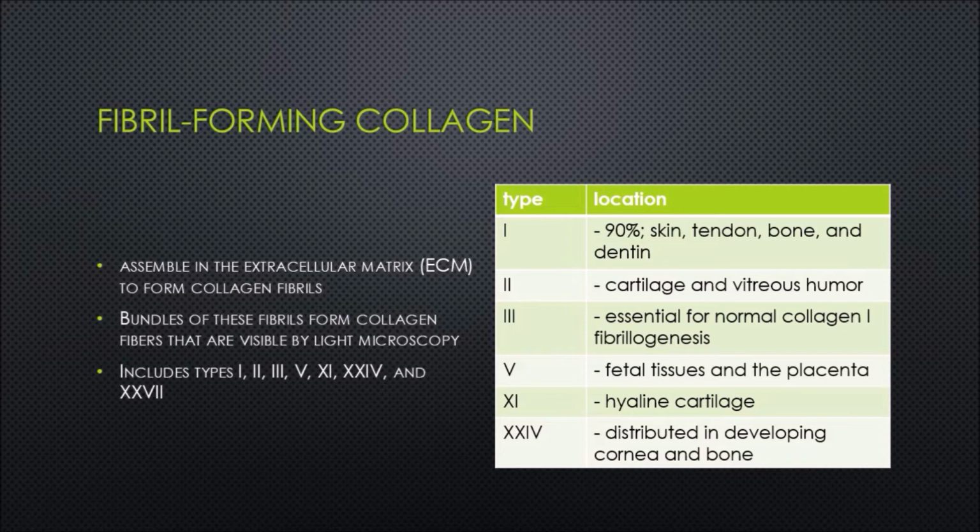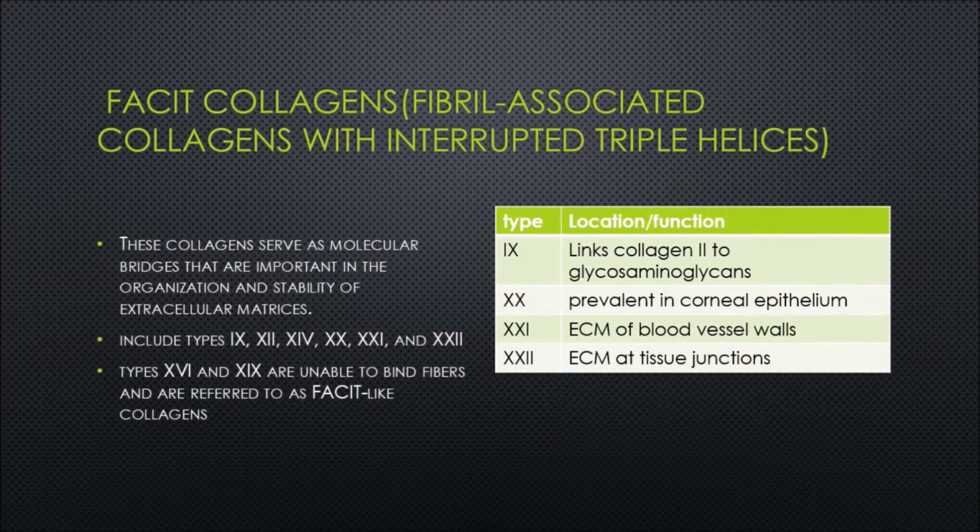Type 1 can be found in the skin, tendon, bone, and dentin, and it also comprises 90% of the collagen in the body. Type 2 is found in cartilage and vitreous humor. Type 3 is essential for normal collagen 1 fibrillogenesis. Type 5 is found in fetal tissues and the placenta. Type 11 is found in the hyaline cartilage. And type 24 is distributed in developing cornea and bone.